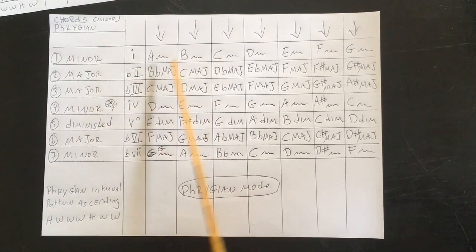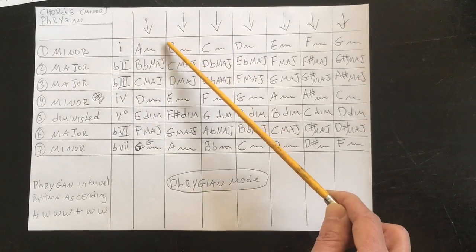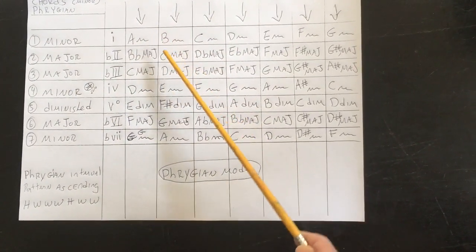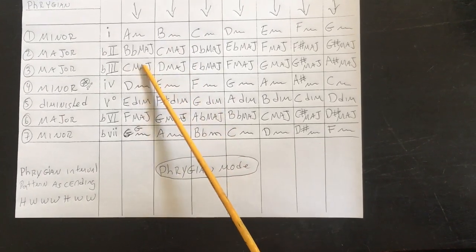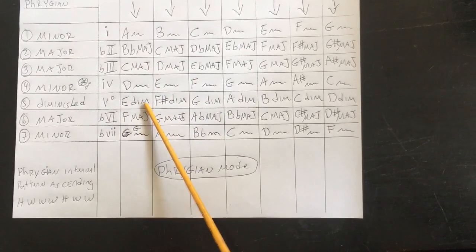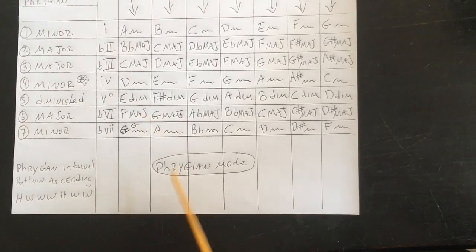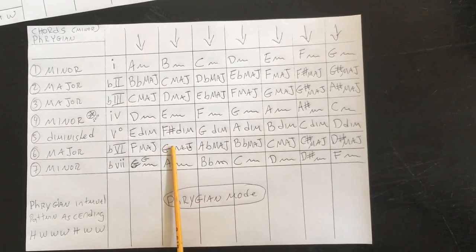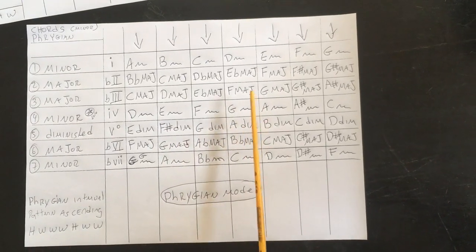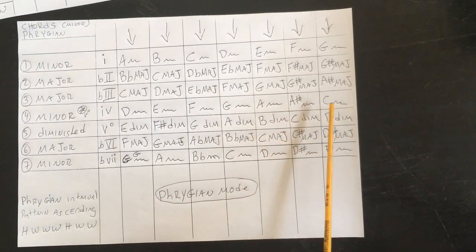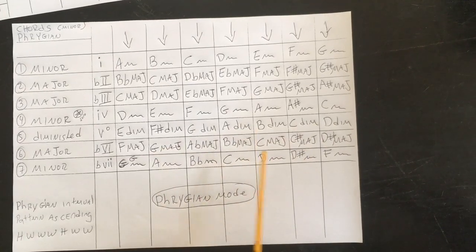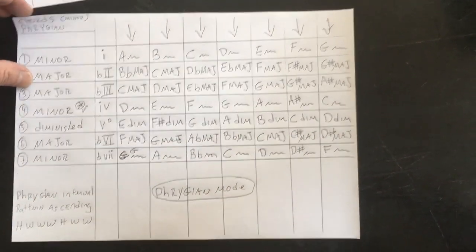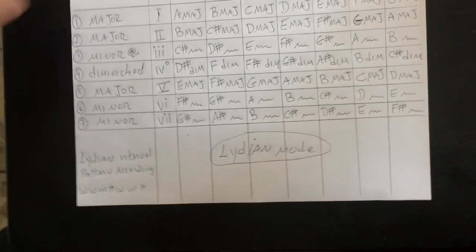In A Phrygian mode, you're going to have an A minor, B flat major, C major, D minor, E diminished, F major, and a G minor. And the same goes to all the other keys. So I suggest you pause these and make a copy of this in case you need it. Here we go. That was Phrygian. Moving on to the Lydian mode.